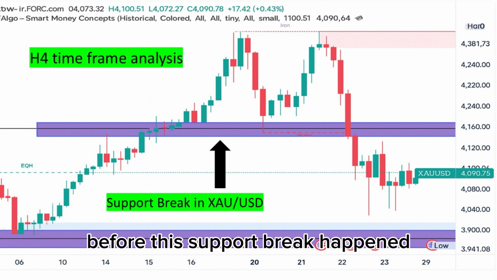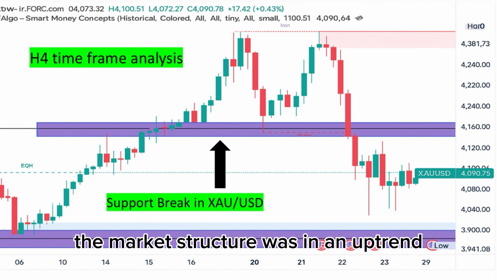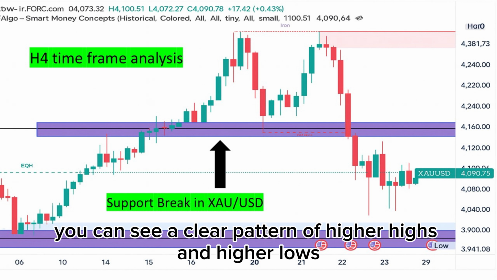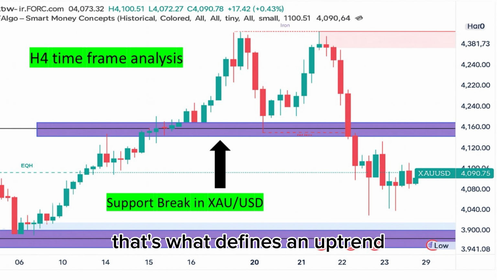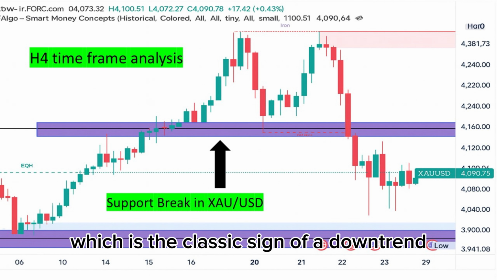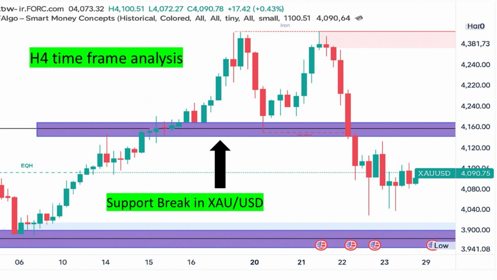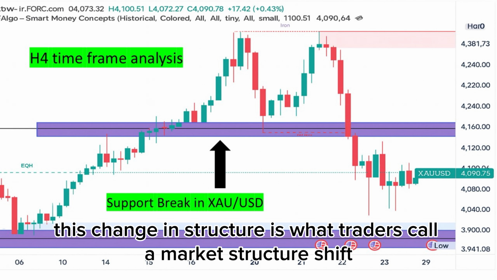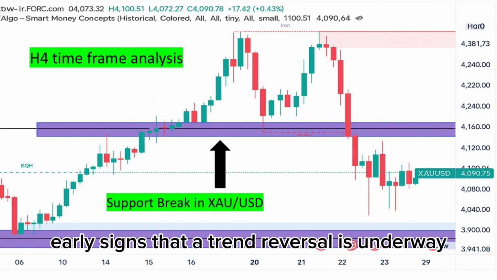Before this support break happened, the market structure was in an uptrend. You can see a clear pattern of higher highs and higher lows. That's what defines an uptrend. But after the support broke, the structure flipped. Price started making lower highs and lower lows, which is the classic sign of a downtrend. This change in structure is what traders call a market structure shift, and it's one of the most reliable early signs that a trend reversal is underway.